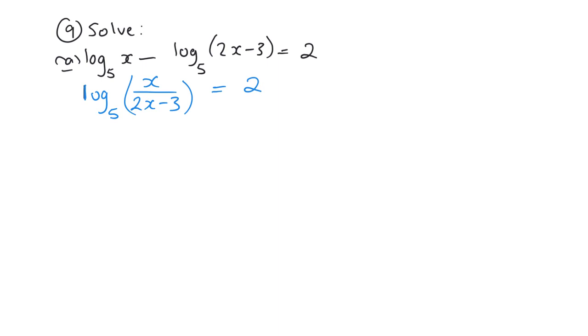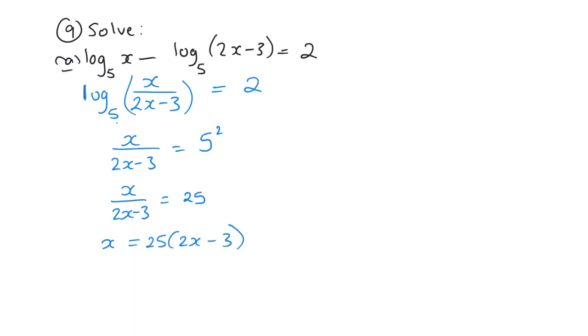And we can rewrite that as x over 2x minus 3 equals 5 squared. So I'm bringing the base up to here and kicking the 2 on up. So that equals 25. I can bring then 2x minus 3 across, and now it just becomes any type of equation that you would solve. So x equals 75 over 49.